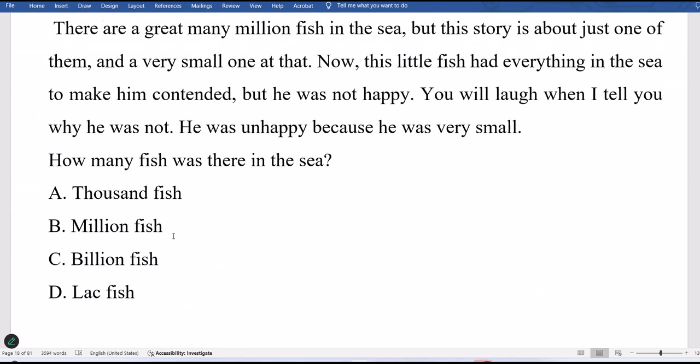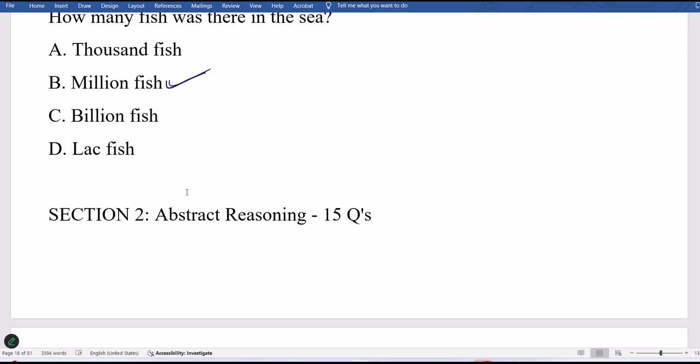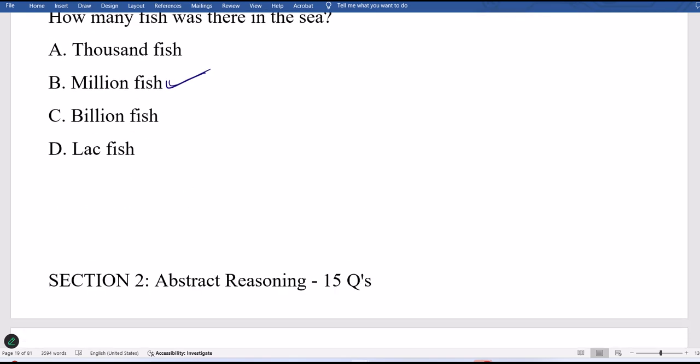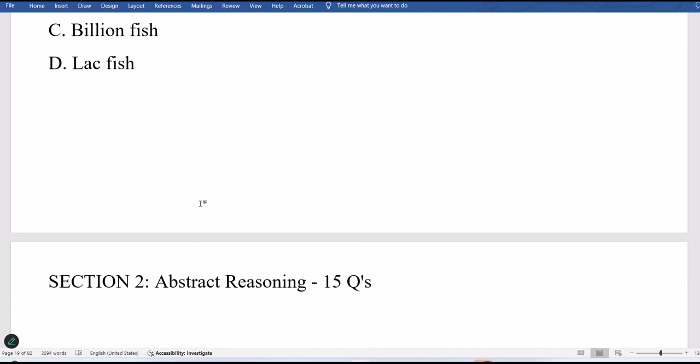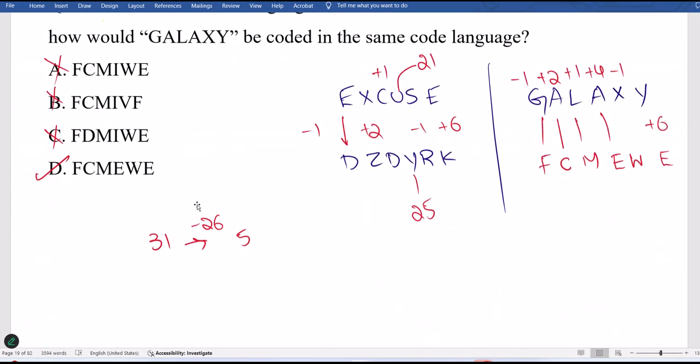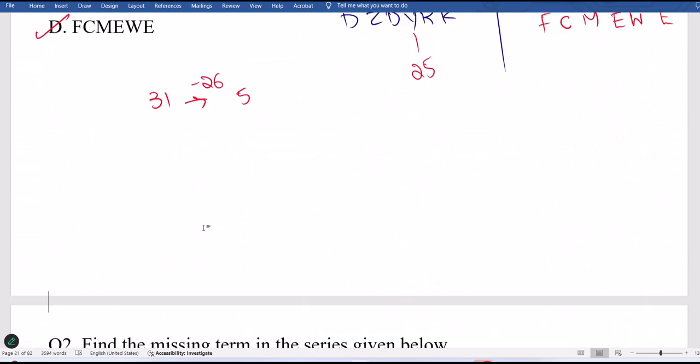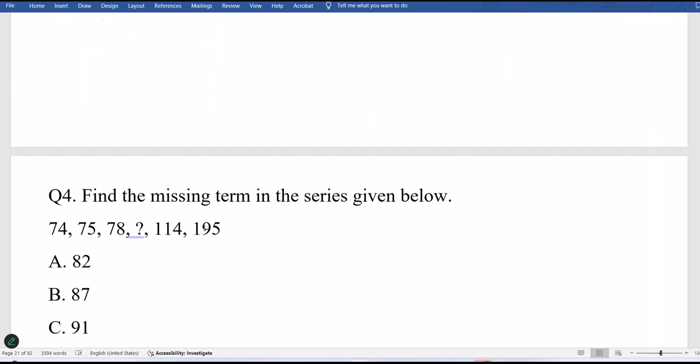And this is pretty much paragraph related. Just have a look at how many fishes there are in the sea. In the first line itself, million fish is given, so we can go for that option, million fish. So I believe the overall paper outline is given, and all typical questions we addressed.